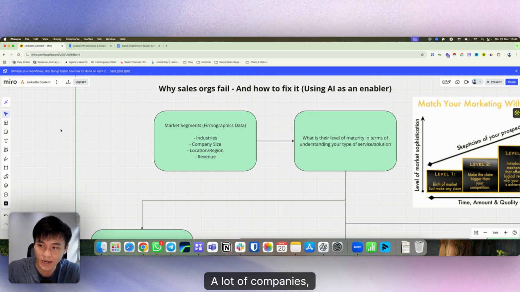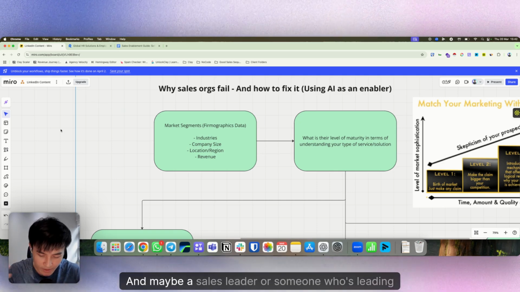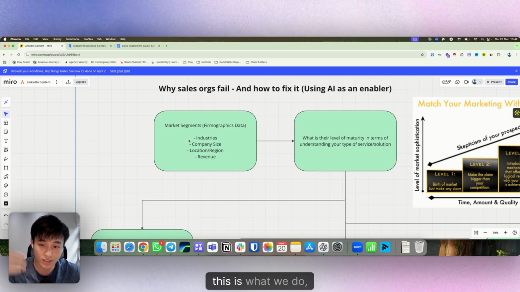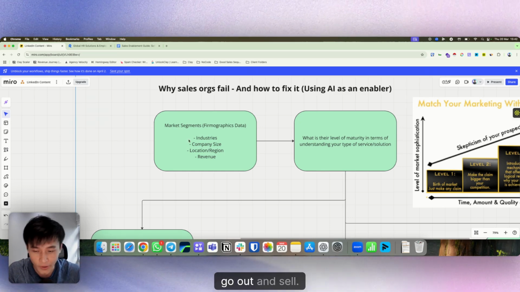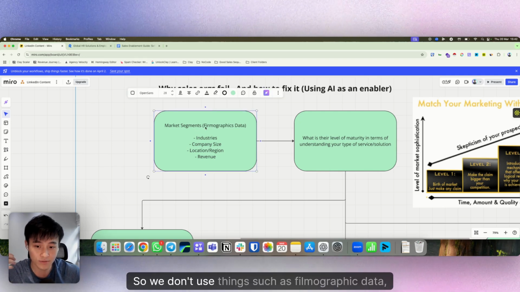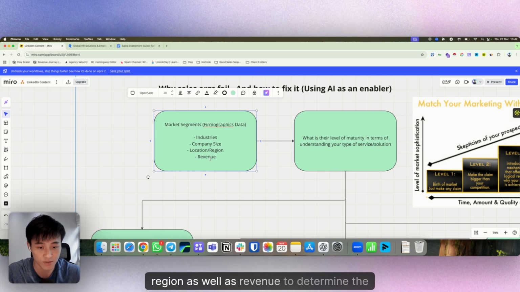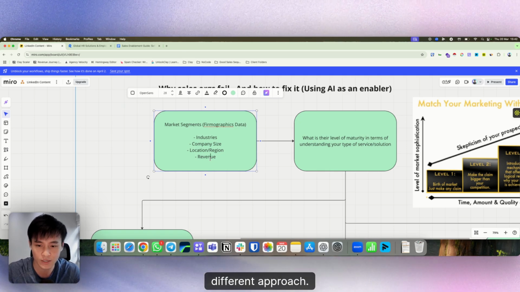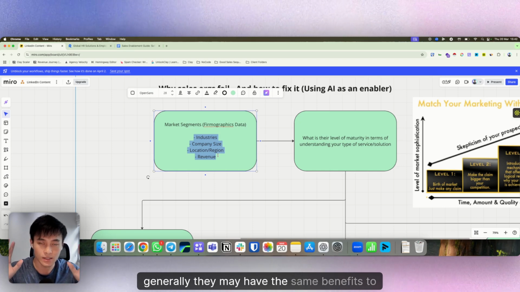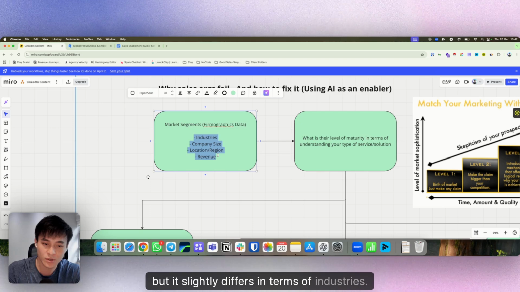For example, a lot of companies, they know the product well, they know the benefits, generally what they do, and maybe a sales leader or someone who's leading the regional team may just say, hey, this is what we do, this is why customers should use us, go out and sell. However, we don't take enough time to break it down into market segments. So we don't use things such as firmographics data, industries, company size, location, region, as well as revenue to determine the different approach. Because the fact is, sometimes a solution, yes, generally they may have the same benefits to everybody, but it slightly differs in terms of industries.